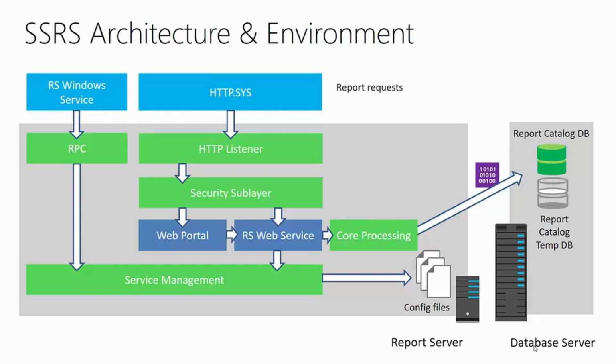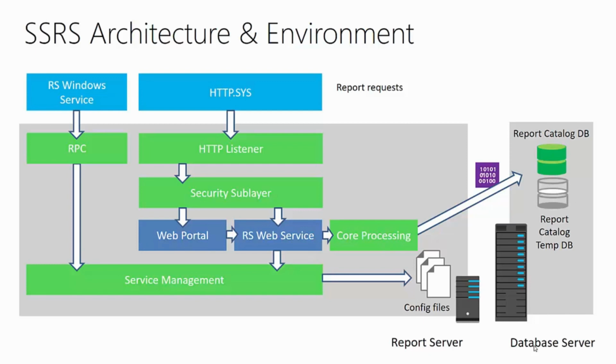The report server, though it's installed with SQL Server, doesn't have to be on a SQL Server relational database server. In a scaled-out architecture, the database server itself could be on a separate machine altogether. In this case, the report server is seen as a separate server, and it maintains a connection to a SQL Server database server. The database server manages the report catalog database, which really consists of two different databases, the main report catalog database and the report catalog temp database.